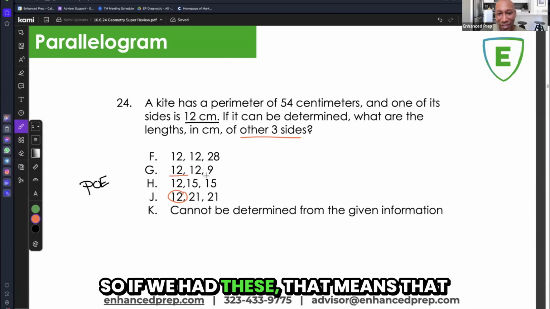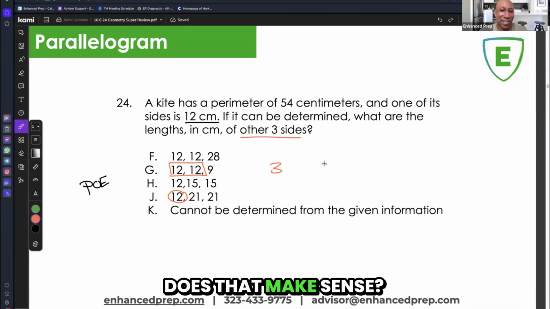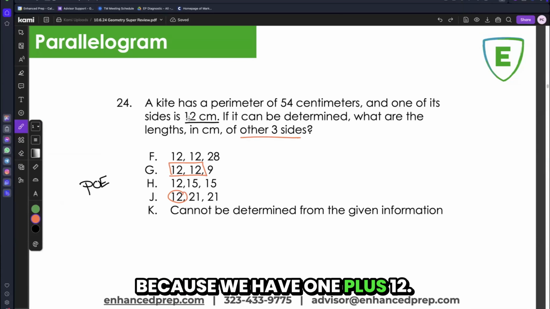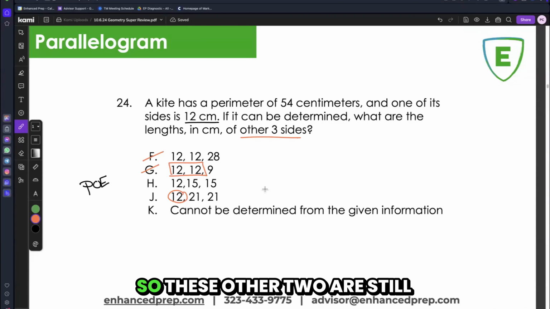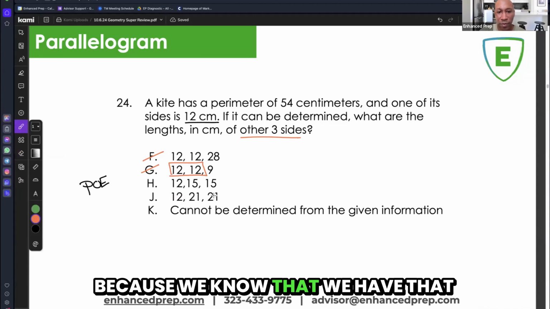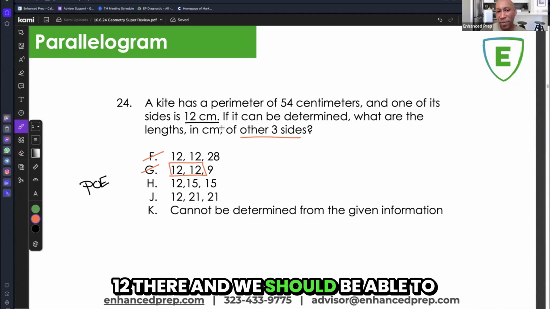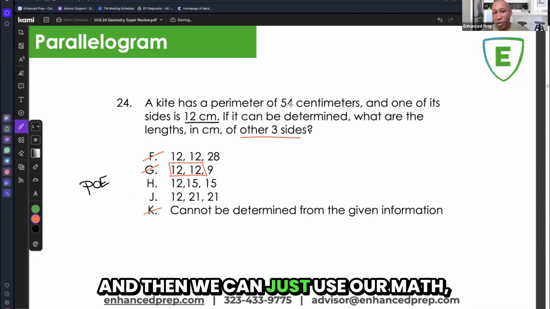So if we had these, then that means that we would have three sides that are 12. Does that make sense? Because we have one that's 12, right? So in that case, because of this, we know that we can get rid of those two, right? So these other two are still possible, right? Because we know that we have that 12 there, and we should be able to determine this, right? Because we have some type of rhombus or whatever, right? So at least we know that part, and then we can just use our math, right?